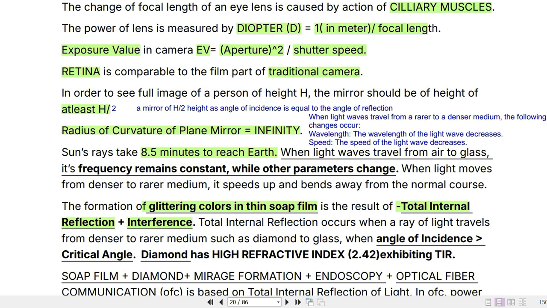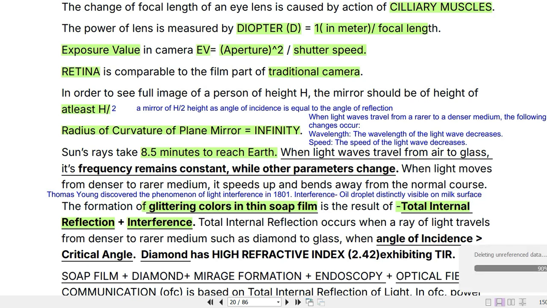That is only possible due to interference of light. So first of all, I'll write who discovered this phenomenon. Discovered by Thomas Young. And another example of interference is oil droplet on milk surface. So that is another example of interference.